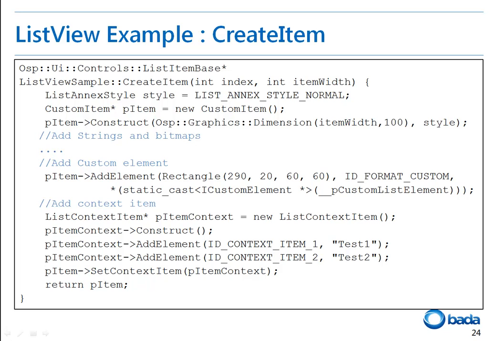Next, we set the context item to the custom item. The context item is initialized, and I've added two string elements, test1 and test2, using the addElement method. The context item is set using the setContextItem method. As mentioned earlier, the context item is not visible by default. It only becomes visible after swiping on the list item.